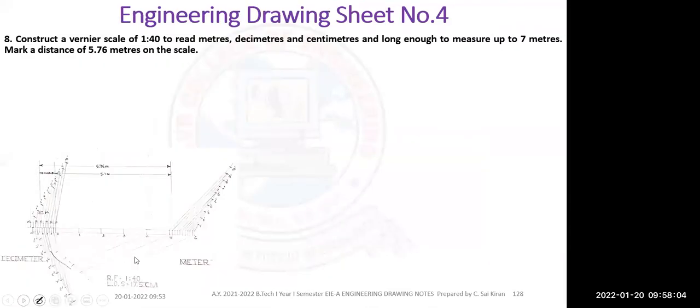And this is what your seniors have drawn. They divided 5 to 6 again, and they have highlighted 5.1. 5.1 plus 0.66, the total becomes 5.76. This is the meter value, this is the decimeter value, and this is my centimeter. And you have to write the RF value and LOS value.